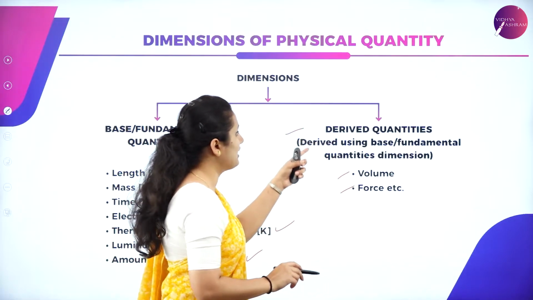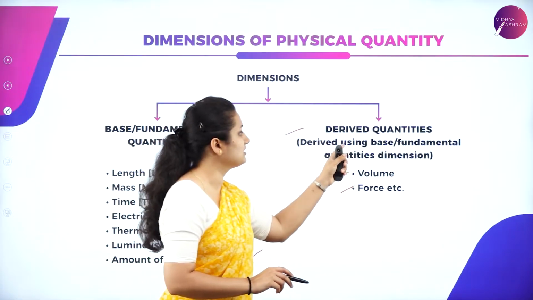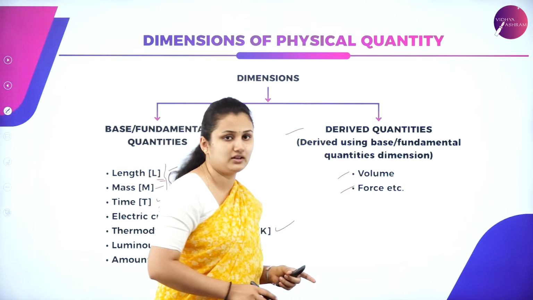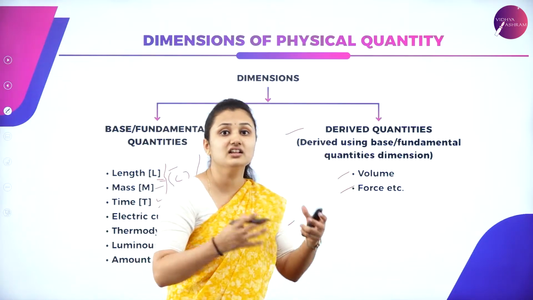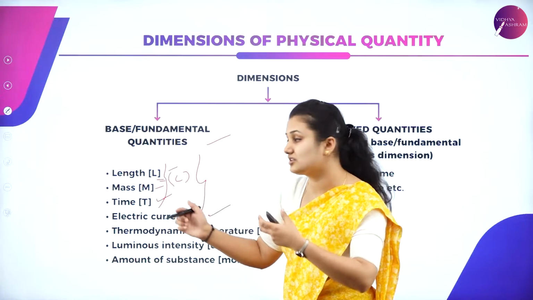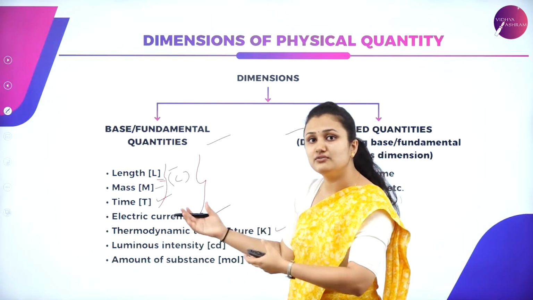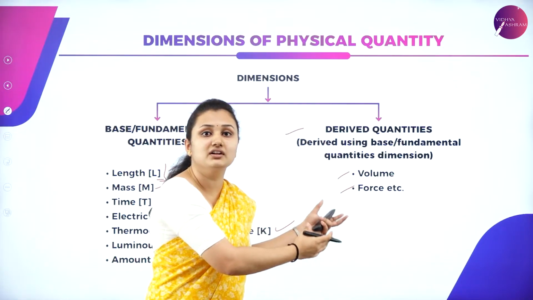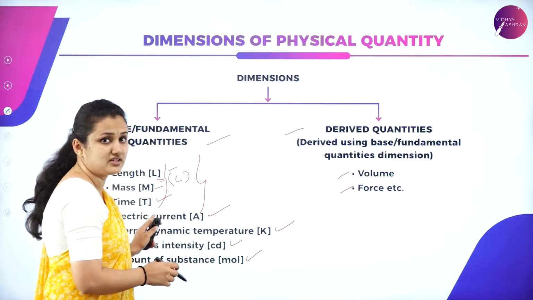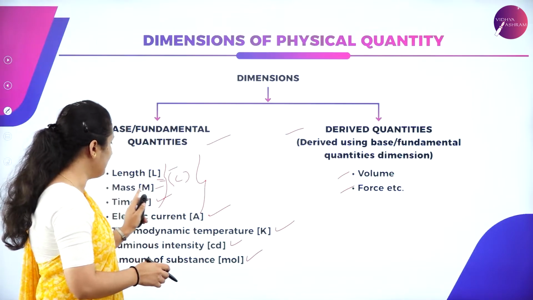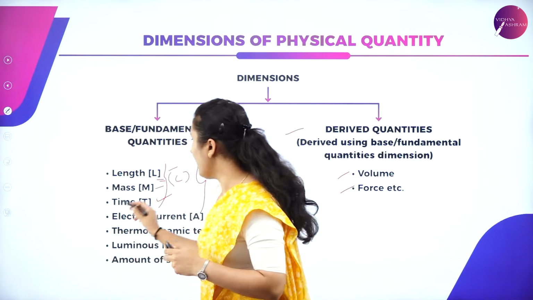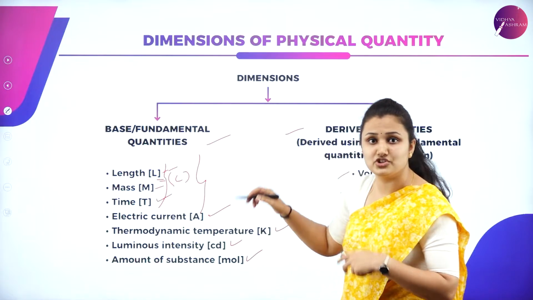Next, we have derived quantities. Using the base or fundamental quantities, we derive the derived quantities. For example, area is a derived quantity. Area is length into breadth, nothing but length into length. Length is a fundamental quantity, so using a fundamental quantity we derived the derived quantity, area. So remember the representations: L, M, T, similarly A, K, CD and MOL. You should know how length is represented in dimension.